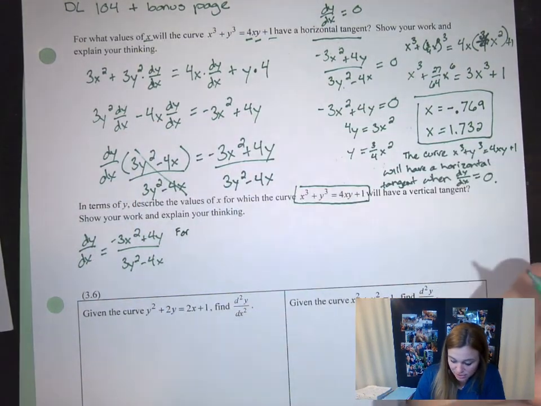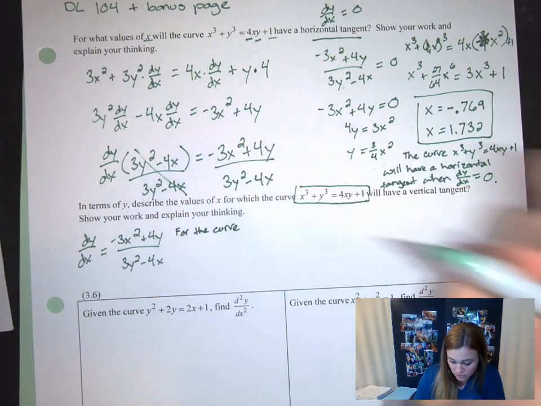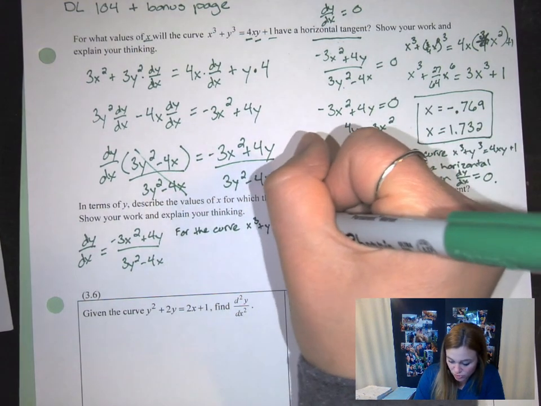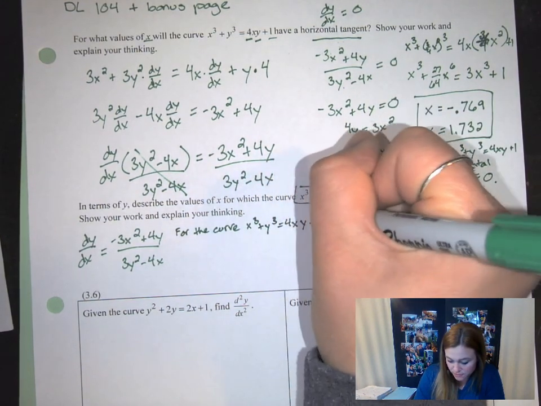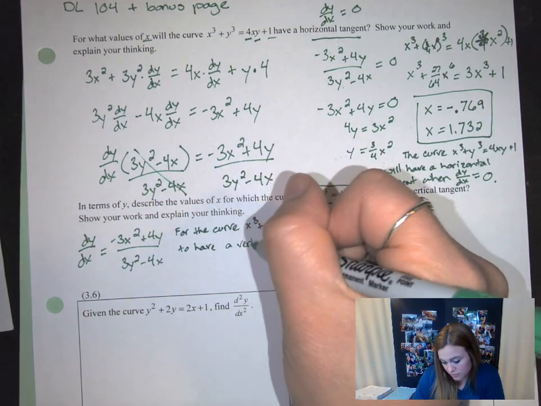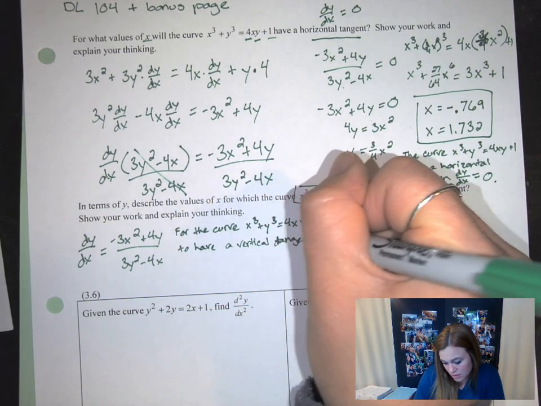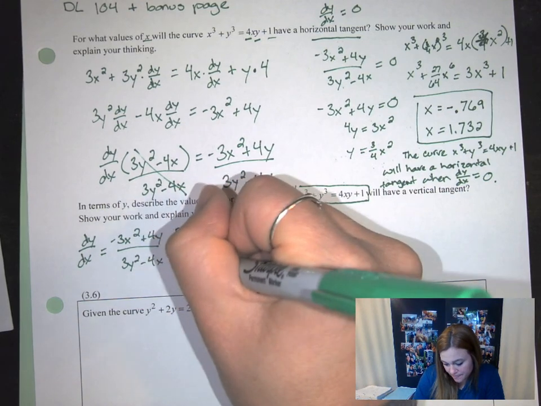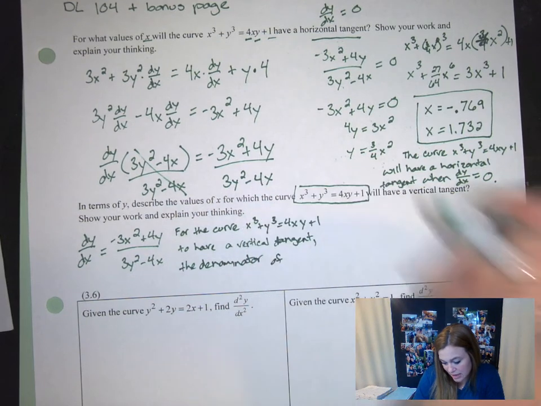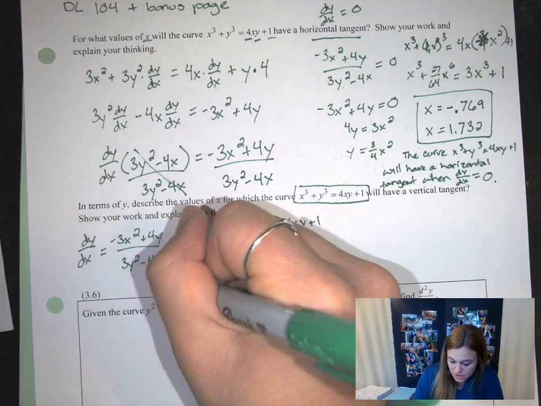So I'm going to say for the curve, so I'm explaining first. You could do it at the beginning or the end. x cubed plus y cubed equal to 4xy plus 1 to have a vertical tangent, the denominator of dy/dx must equal 0.